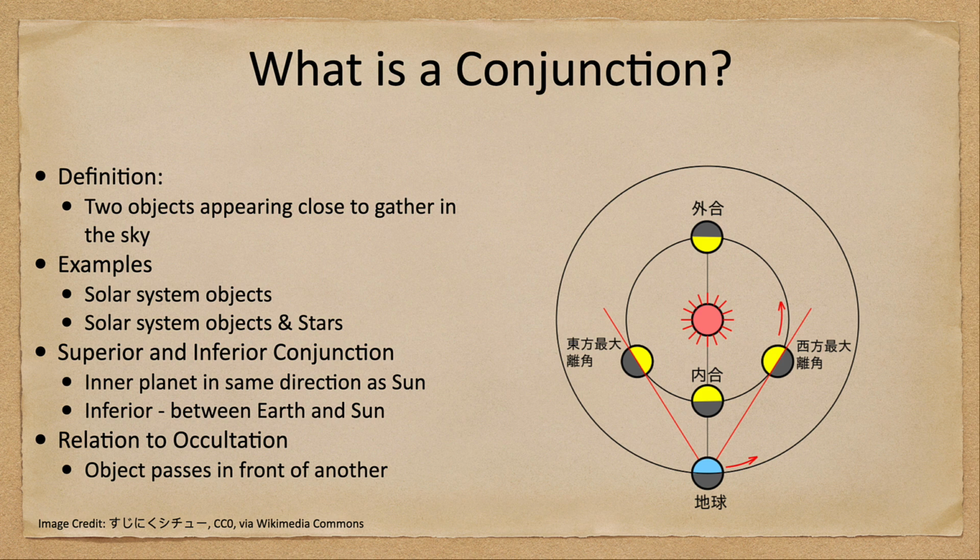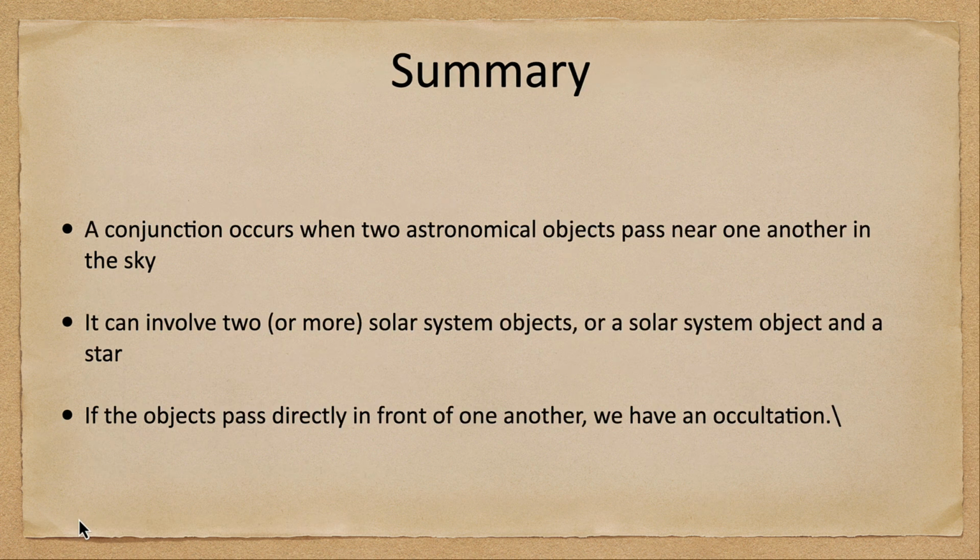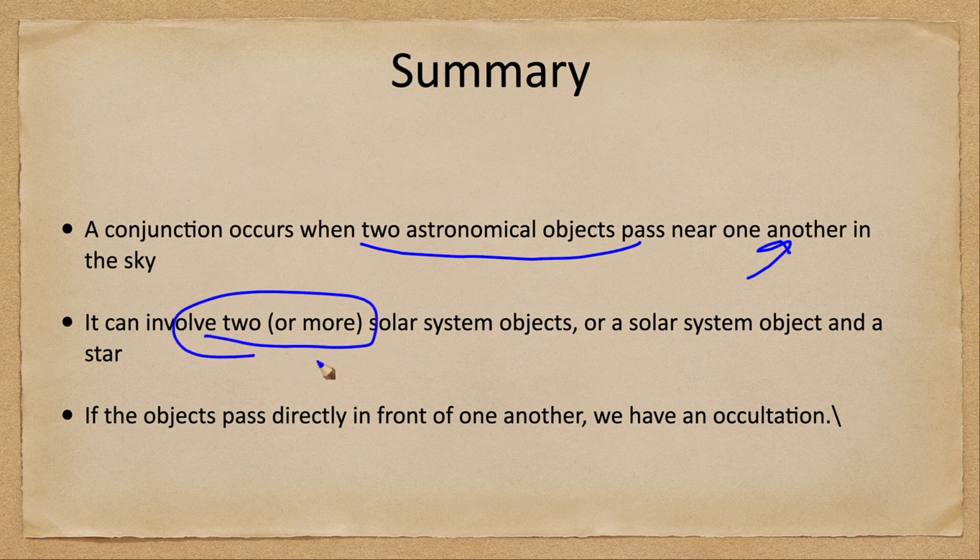So let's go ahead and finish up here with our summary. What we've looked at today was conjunctions. A conjunction occurs when two or more astronomical objects pass near one another in the sky. It can involve two or more astronomical objects, or you could have a solar system object and a star. And you might get the case where one of the objects passes directly in front of the other, and that gives us another term that we call an occultation.